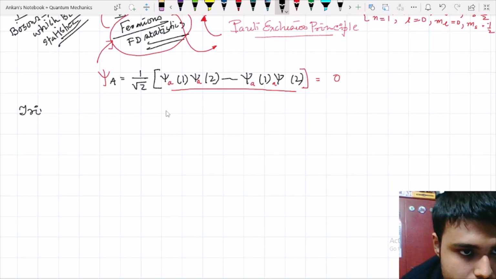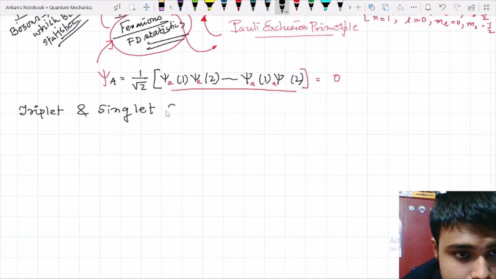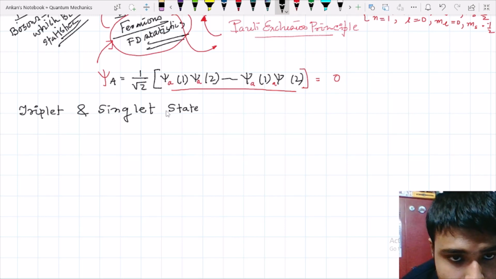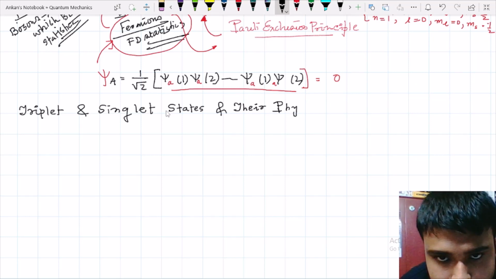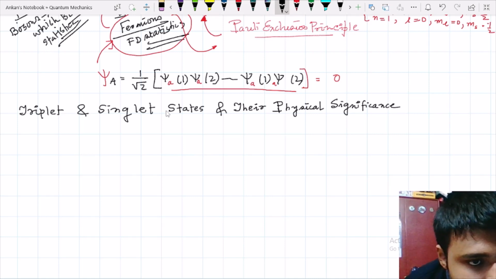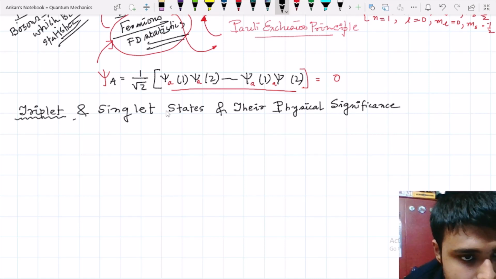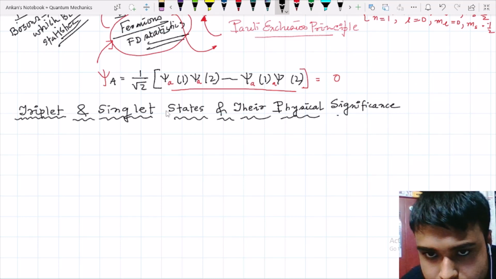Triplet and singlet states and their physical significance.